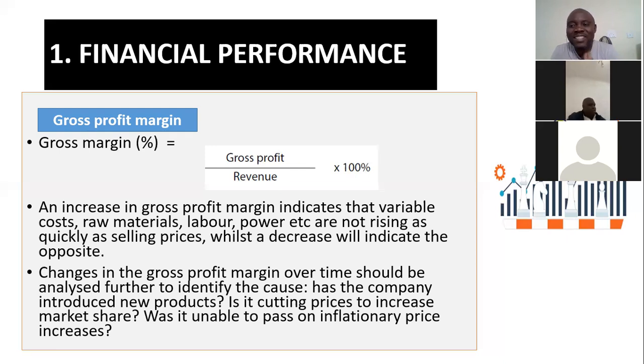Yes, you are doing this for exam purposes, but open your mind and look at these things in a more logical way. And this is why we're saying changes in the gross profit margin over time should be analyzed further to identify the cause. Has the company introduced new products, for example? Is it cutting prices to increase market share? Was it unable to pass on inflationary price increases? What is happening?